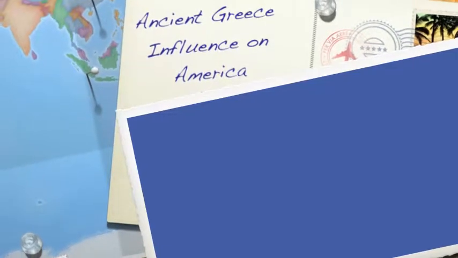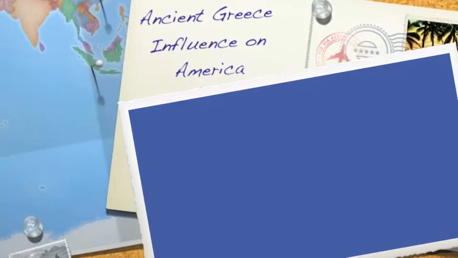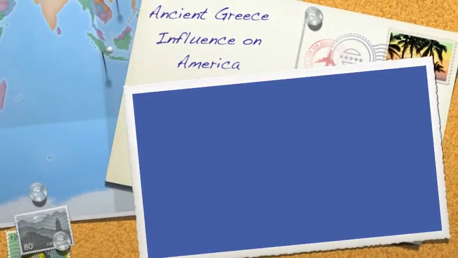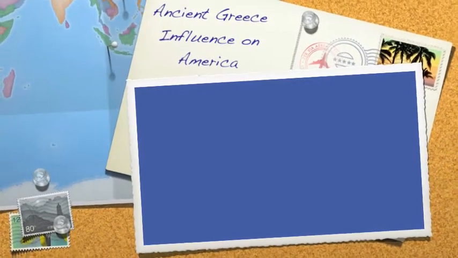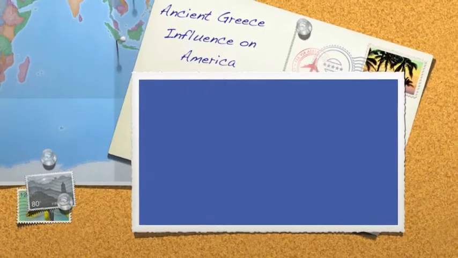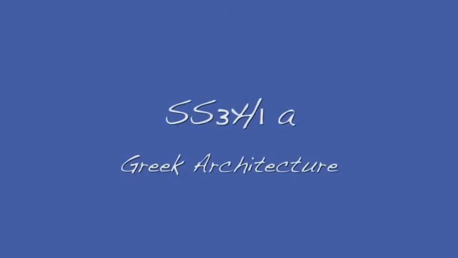Our lesson today is about the ancient Greece influence on modern-day America. First, let's begin by reviewing our standard for today's lesson. Today we're focusing on SS3H1, letter A, which says, identify the influence of Greek architecture, law, and the Olympic Games on the present.